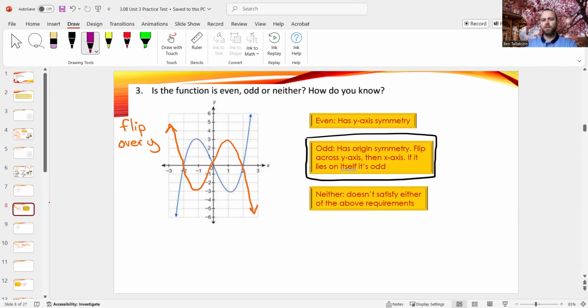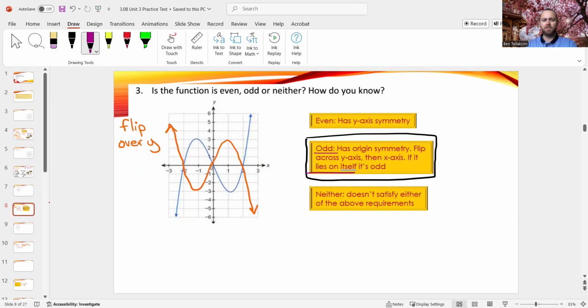Well, this function is odd because it has origin symmetry. Remember, origin symmetry means you flip it over the y-axis, then the x-axis, or vice versa. It doesn't matter which order you do that in, but it needs to lie back down on itself to be odd. And that's exactly what would happen.